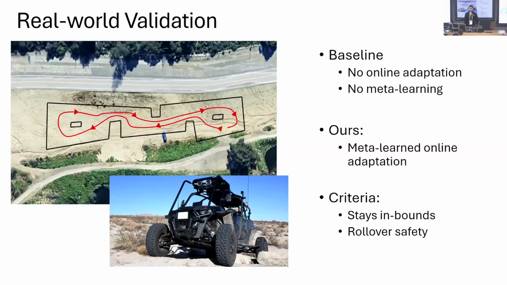For real-world validation, we have this figure-8 type track, and we're going to compare against the baseline with no online adaptation and no meta-learning. We're going to look at whether the car stays in bounds and also whether it exceeds the rollover safety threshold limit.